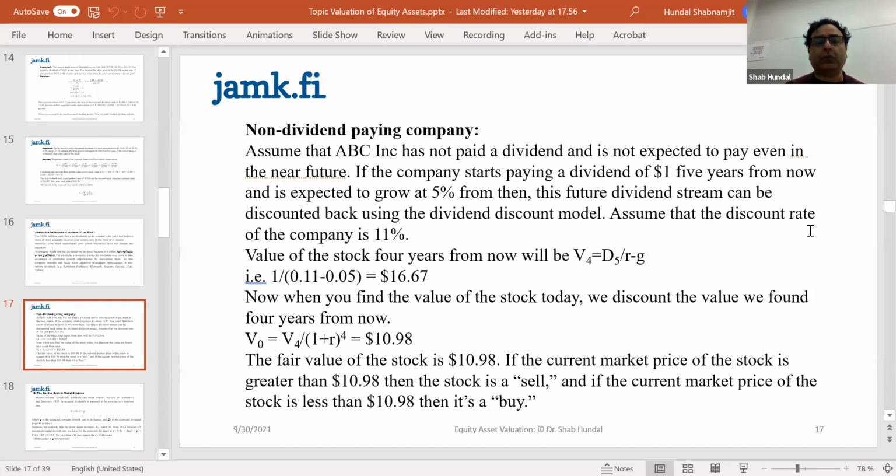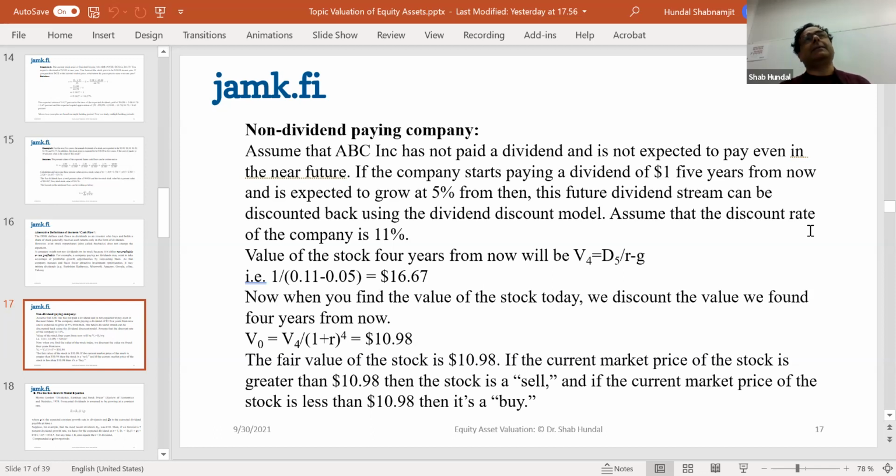Now, a non-dividend paying company. So we take one example of valuation of the stock of a company. Let's say it's Yahoo or Google or Microsoft, the non-dividend company, for example. Assume that ABC Incorporation has not paid a dividend and is not expected to pay even in the near future. So it doesn't pay a dividend, and hopefully it will not pay in the next few years. If the company starts paying a dividend at some stage when its growth cycle goes down, it is expected.